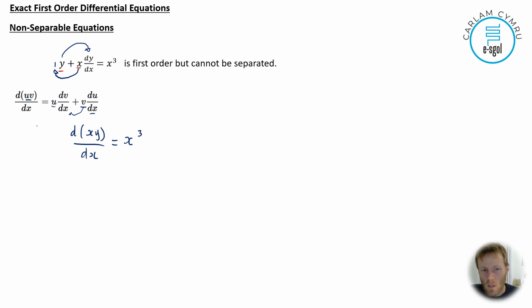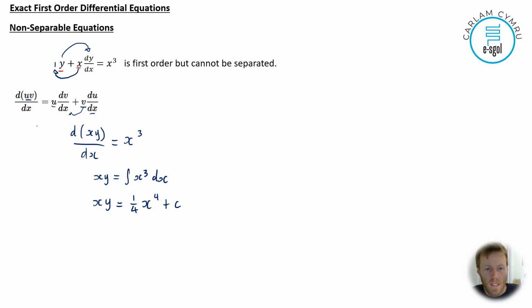And now we're good to go, and we can apply the same techniques as before. So I'm going to bring the xy, I'm going to integrate the left hand side, and we're going to integrate the right hand side with respect to x. That gives us 1/4 x to the power of 4 plus c.